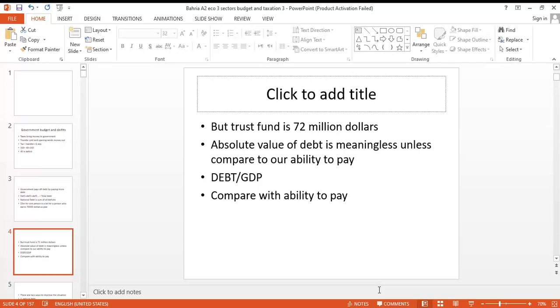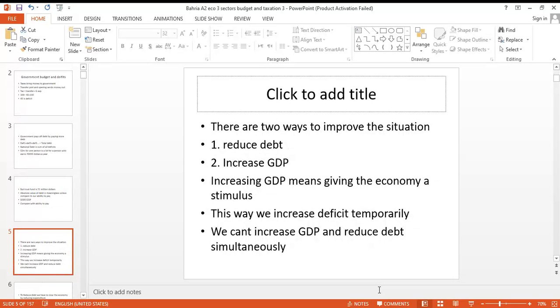GDP shows two things: how well the debt is being used to generate national income, and then how well that national income can be used to pay off or to service the national debt. So it's the ability to pay off the debt which is important. It's the ability to use the debt judiciously to earn more income, which is important for an economy.